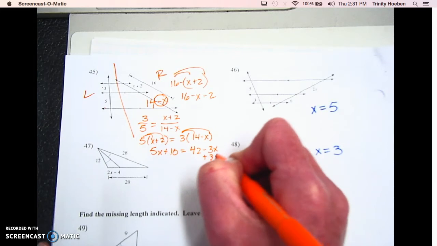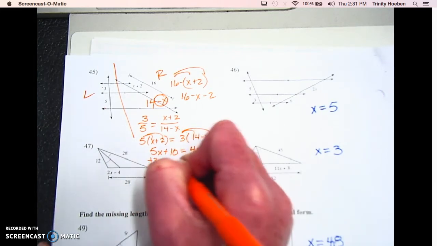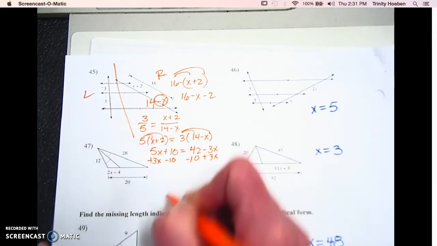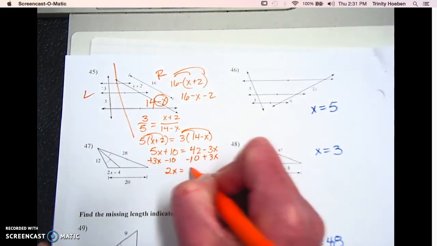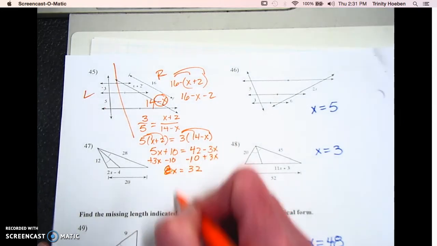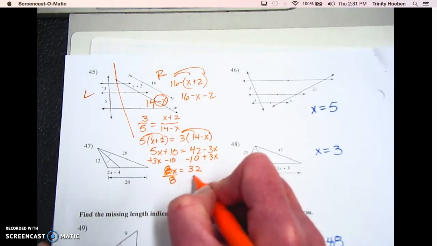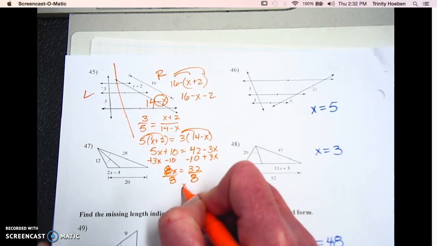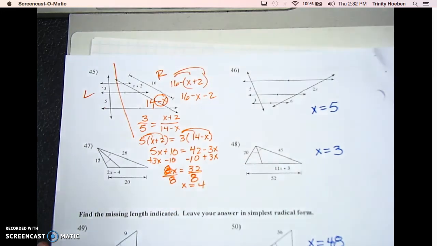Add the 3x, subtract the 10, and we have, oh, sorry, 8x equals 32, so divide both sides by 8. And so x is equal to 4. Okay.